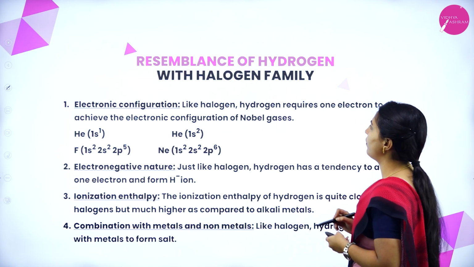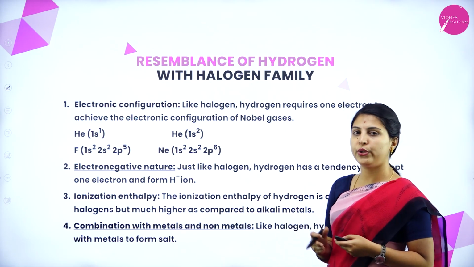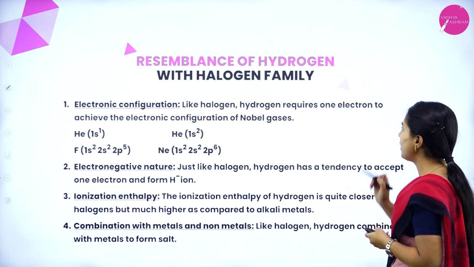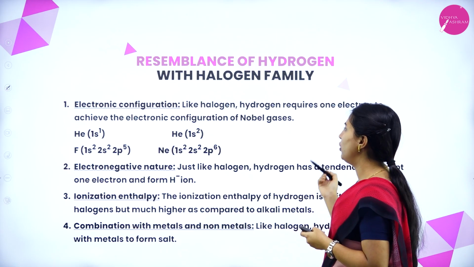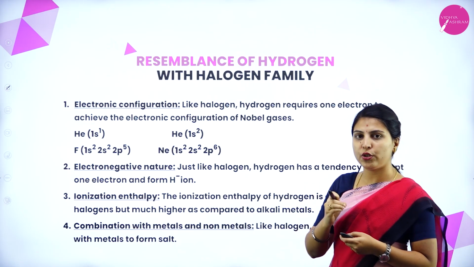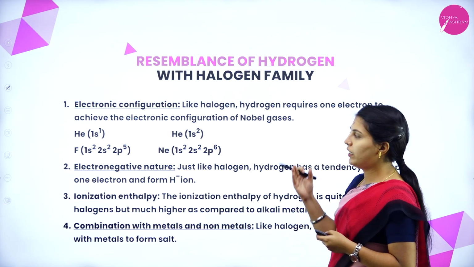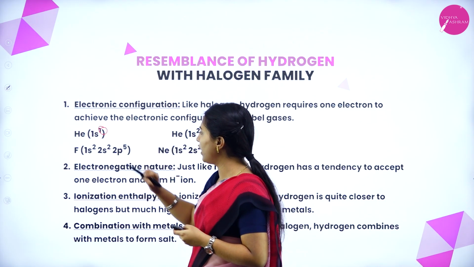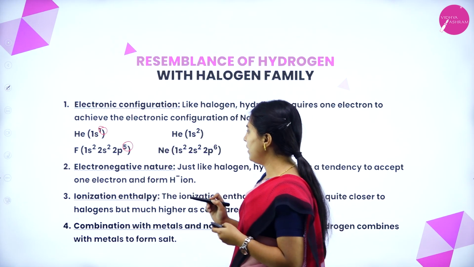Next, resemblance of hydrogen with the halogen family, which is the most electronegative family. Electronic configuration: like halogens, hydrogen requires one electron to achieve the electronic configuration of noble gases. Hydrogen needs one electron to achieve the noble gas configuration, like halogens. See here, it needs one electron to fill its valence shell. This halogen group also needs one electron to fill its valence shell.